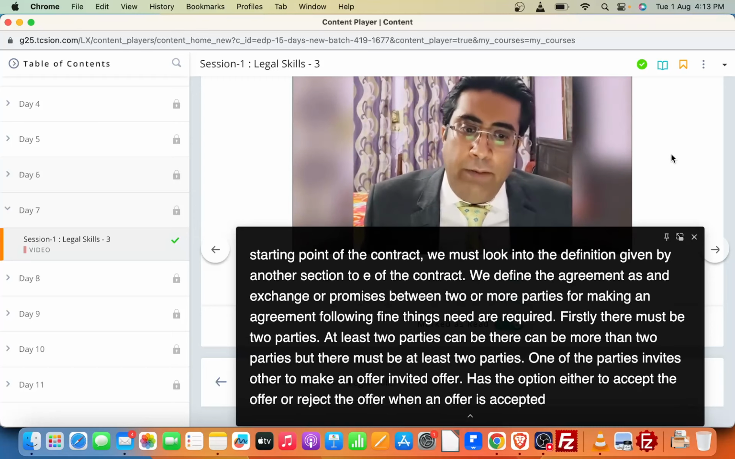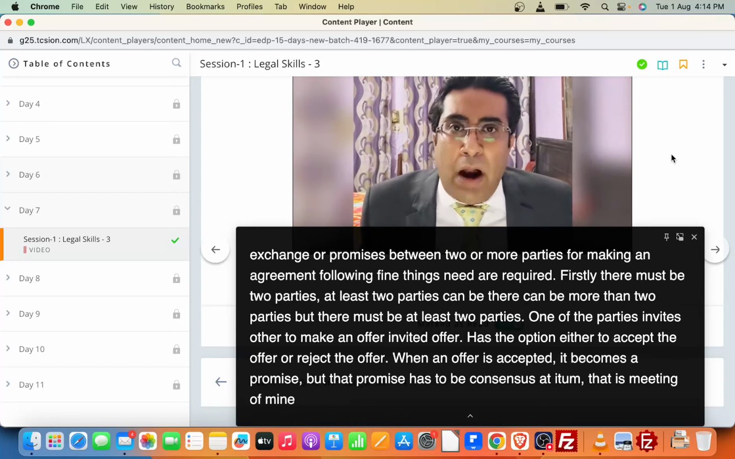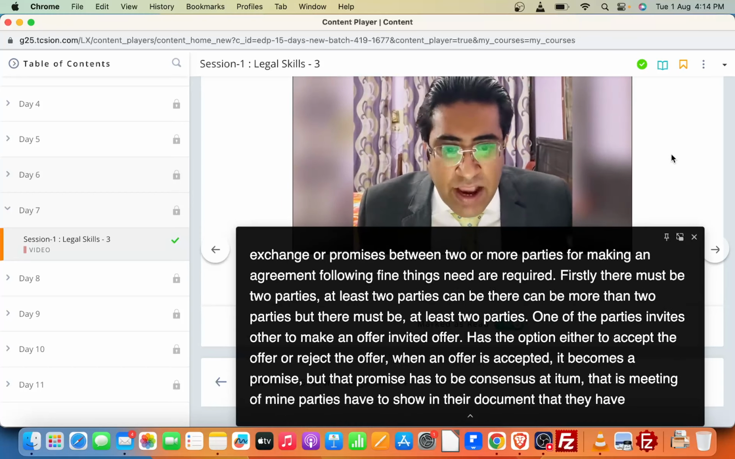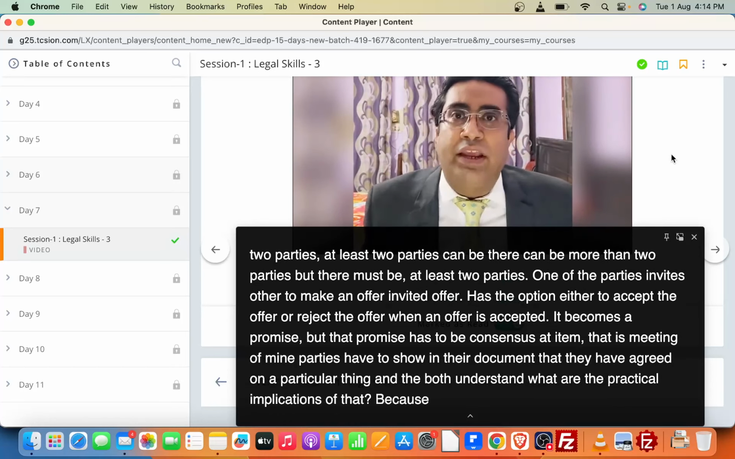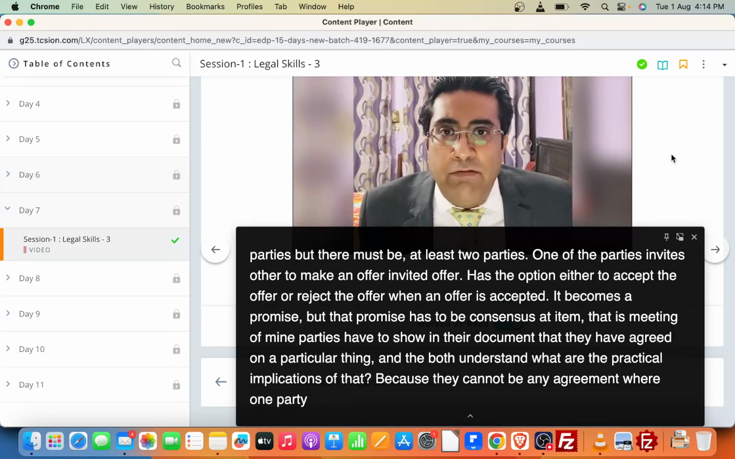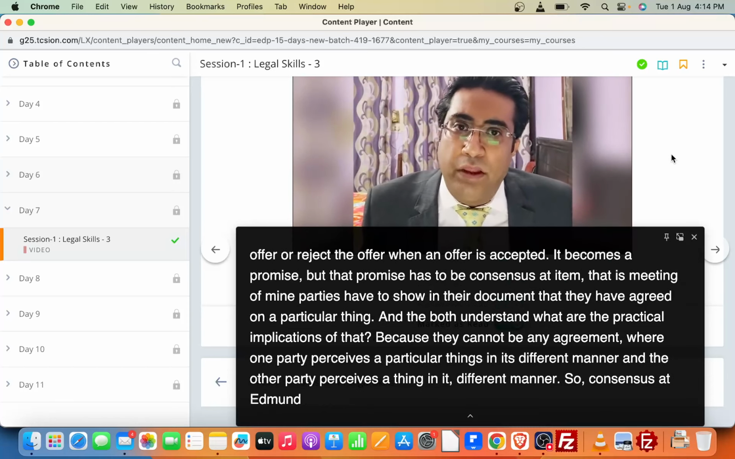The invited offeree has the option either to accept the offer or reject the offer. When an offer is accepted, it becomes a promise. But that promise has to be consensus ad idem, that is, meeting of minds. Parties have to show in their document that they have agreed on a particular thing and they both understand what are the practical implications of that, because there cannot be any agreement where one party perceives a particular thing in a different manner and the other party perceives it in a different manner. So consensus ad idem is an important thing.